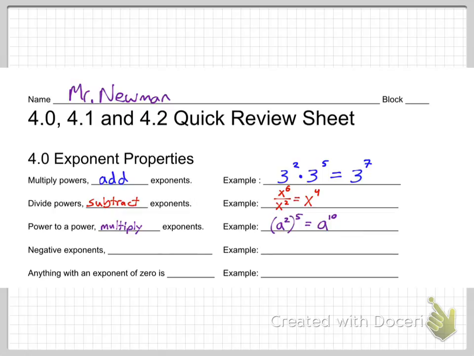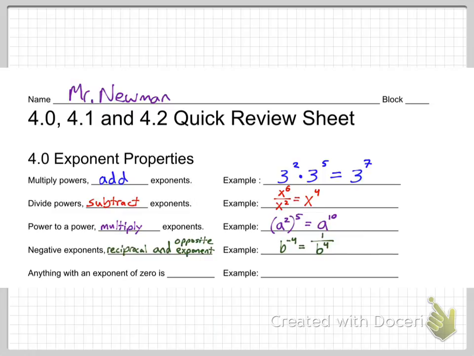And negative exponents, the way you can make them positive is you take the reciprocal and you make the exponent the opposite. In other words, if it was negative, it's now positive. So, for example, if you have b to the negative 4th, to make that positive, you say 1 over b to the positive 4th.